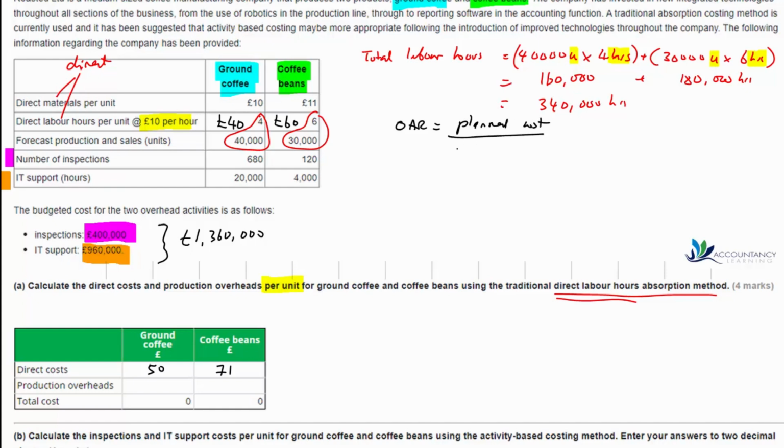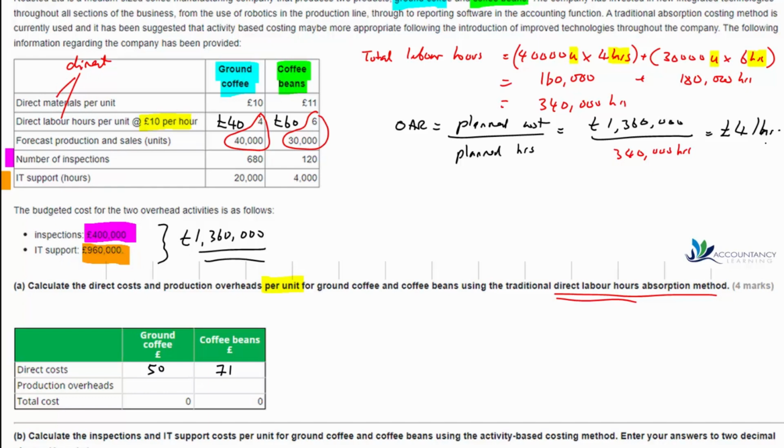So that tells us, therefore, that our overhead absorption rate, which is going to be our planned cost divided by, in this case, our planned hours. So our planned cost, that's going to be the 1,360,000 that we calculated just now. And we're going to divide that by the 340,000 hours. So that gives us an overhead absorption rate of £4 per hour. Again, notice that it's per hour, not per unit. So again, that would give us a different result.